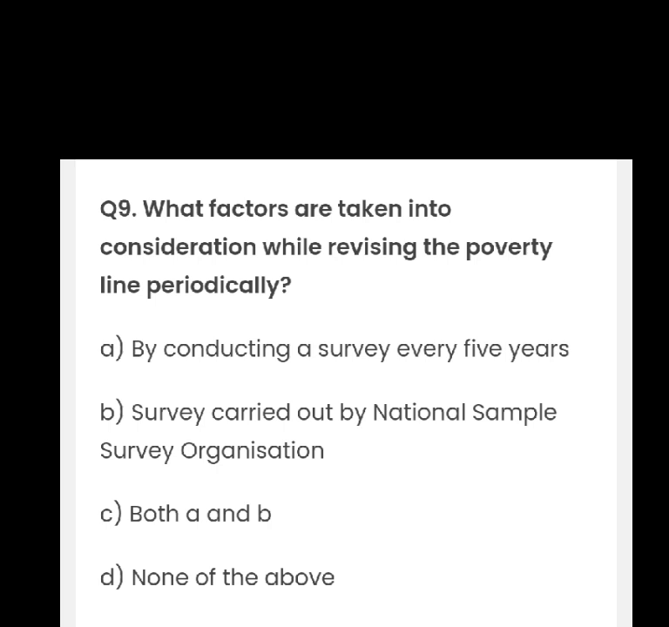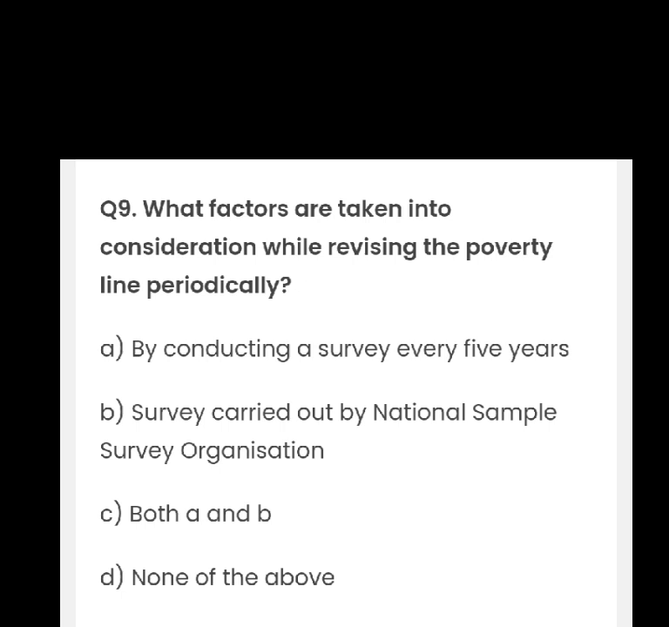Question number 9 is given here. What factors are taken into consideration while revising the poverty line periodically? So option A is by conducting a survey every 5 years. Option B, survey carried out by National Sample Survey Organization, and option C, both A and B.